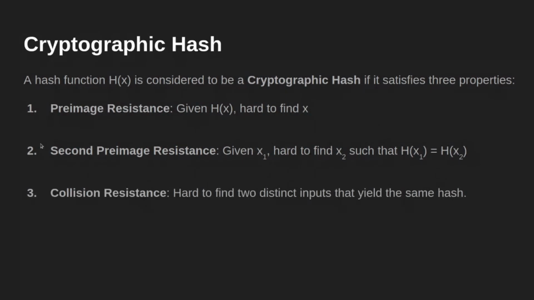And the third property of a cryptographic hash is collision resistance, which is that it's hard to find two distinct inputs that yield the same hash. All three of these together give you a good cryptographic hash that people use in cryptography.